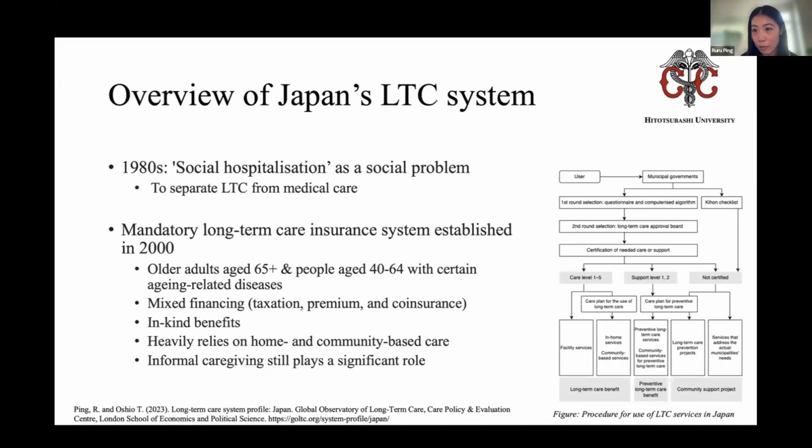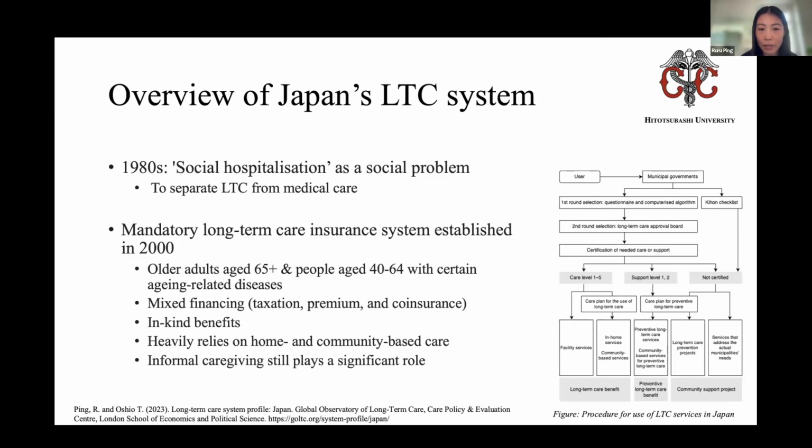The municipal government, the local authority, works as the insurer. After a very comprehensive needs assessment, the certified users are eligible to access support and assistance from the system as in-kind benefits. Compared to the German system, cash benefit is not allowed in the Japanese system. And different from the French system, the Japanese long-term care system relies heavily on home and community-based care compared to residential care. Although one of the major objectives of establishing such a system in Japan was to shift the care responsibility from family to society, until now informal family caregiving still plays a significant role.